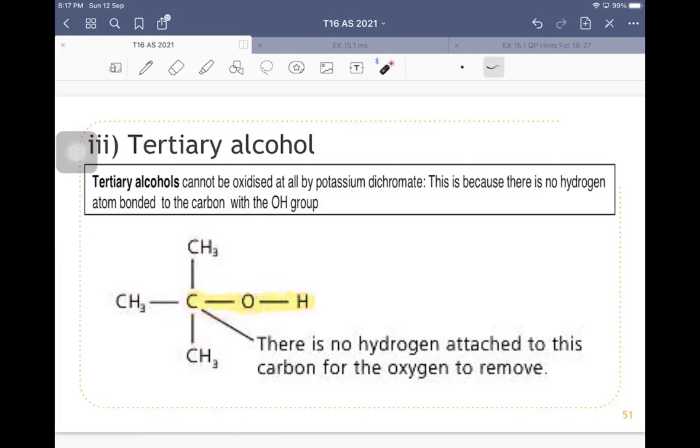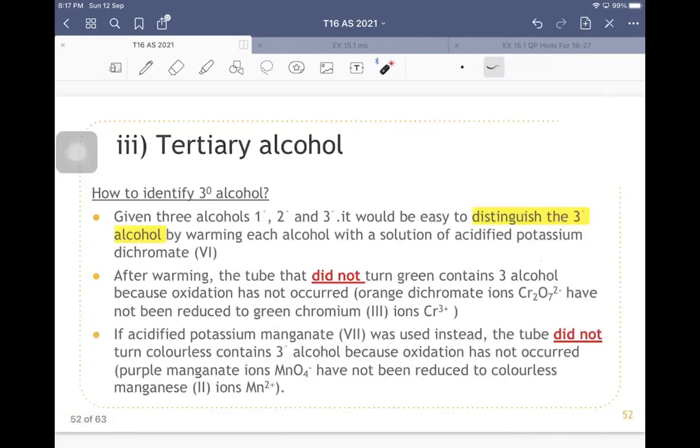So because of this, since there is no hydrogen attached to the same carbon, it cannot be oxidized. You cannot lose hydrogen. After all, that's the definition of oxidation, right? You lose hydrogen, you gain oxygen. This has an important implication in testing of the types of alcohol. So far we saw that primary and secondary alcohol can be oxidized, and we were able to observe the color change, whereas the tertiary alcohol cannot be oxidized.